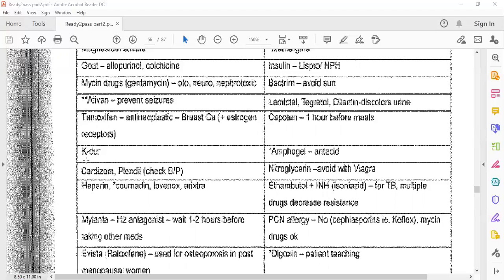If you ask me what is the generic name of K-Dur, the generic name is called potassium chloride extended release tablet, right?